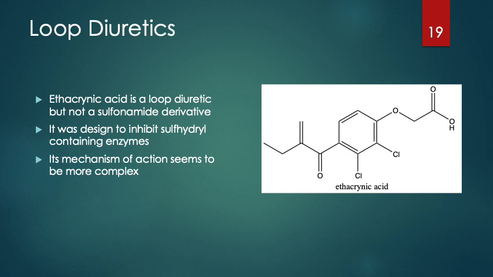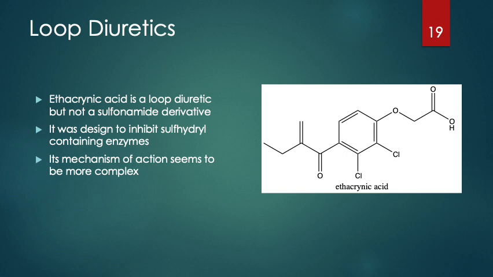So quickly to recap, ethacrynic acid doesn't have even a sulfur group in it, doesn't contain a sulfonamide derivative. It's a departure from the earlier designs that we've seen, from the carbonic anhydrase inhibitors through the thiazide diuretics and all the other loop diuretics. It's the only one that doesn't contain any type of sulfonamide derivative, whether it's a sulfonamide or a sulfonylurea.